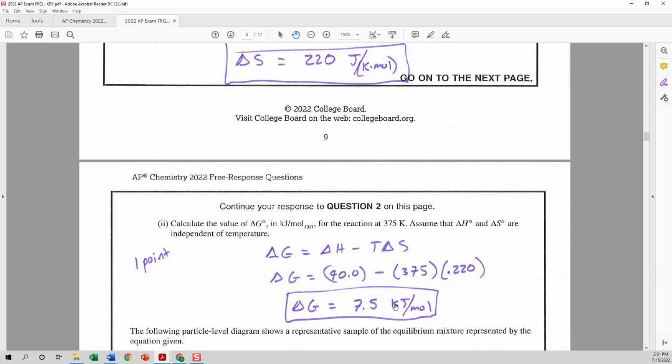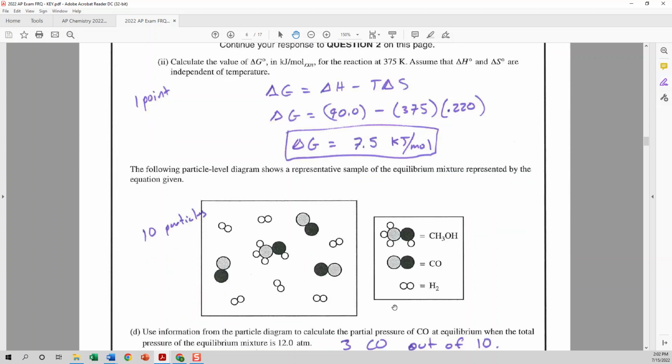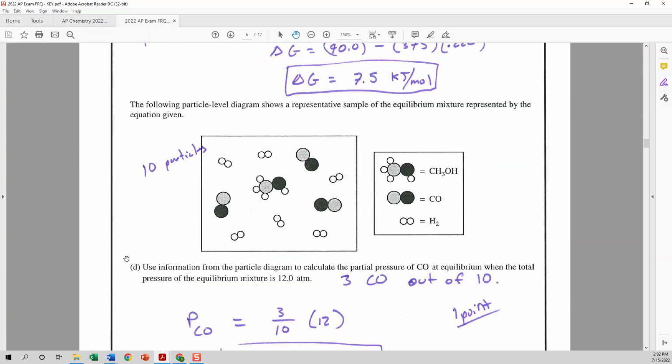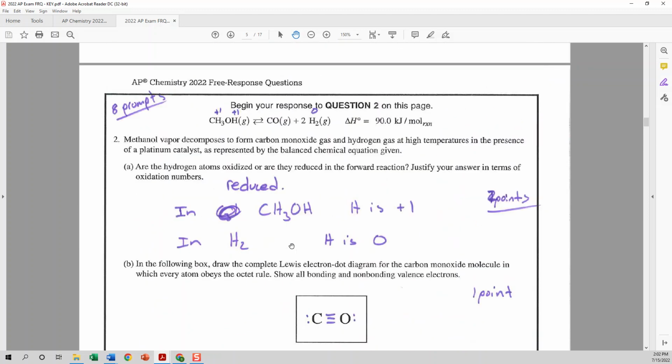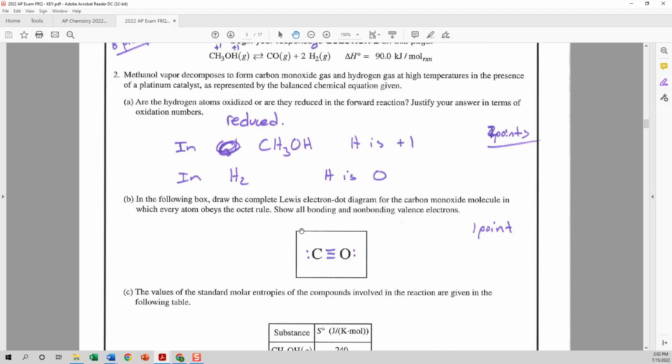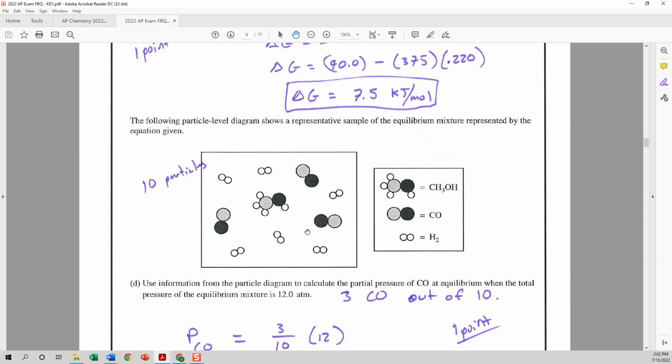Okay. So let's move on to part D. Okay, so part D, they give us a representation of the mixture at equilibrium. So the reaction in question, we're still talking about this equation, has reached equilibrium. And these are the particles in here, okay?